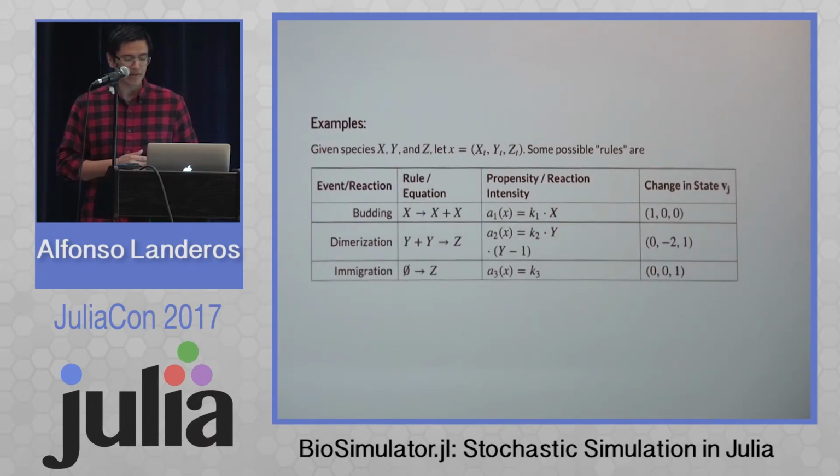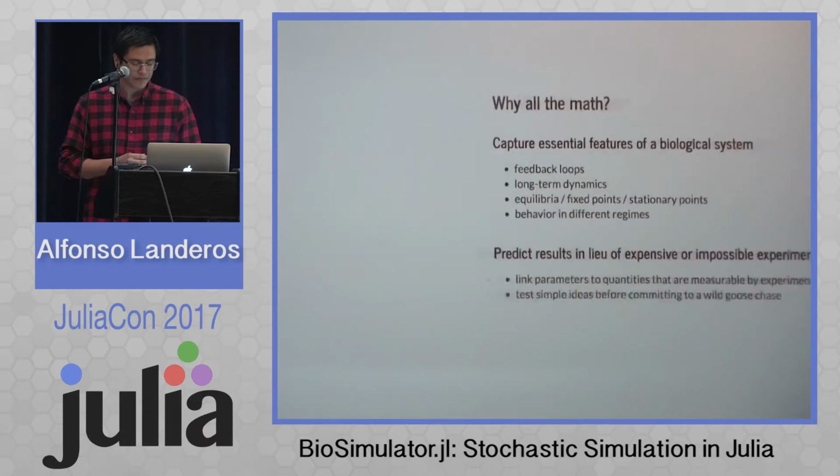So some examples of how we translate the mathematical description to rules are on here. You can think of one reaction or event called budding. You can think of it as a birth event as well. The idea is that you have some species X and some event takes place, and all of a sudden you have two X's instead of just the one. And these things occur with some sort of intensity or propensity. These reactions have their own internal firing times, and these firing times are somehow weighted by these intensities.